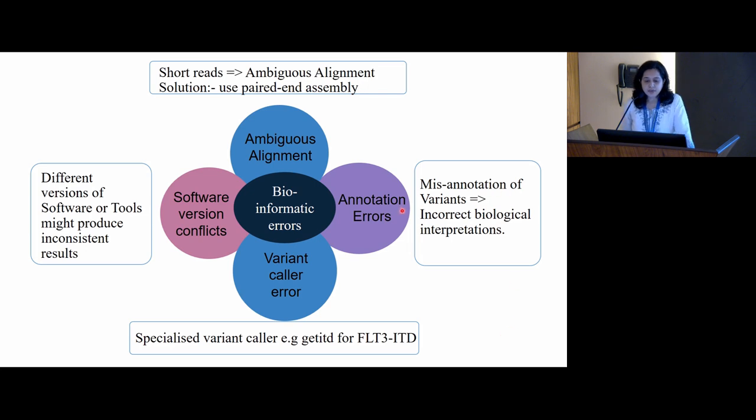Now, another bioinformatics error is the ambiguous alignments. This usually takes place in short read alignments, and for this you have to do the paired end assembly. Software version conflicts, in which different versions of the software or tool might produce inconsistent results. Annotation errors mean incorrect biological interpretation takes place, and variant callers: some of the variant callers may not detect some particular mutations, so you have to add something extra.